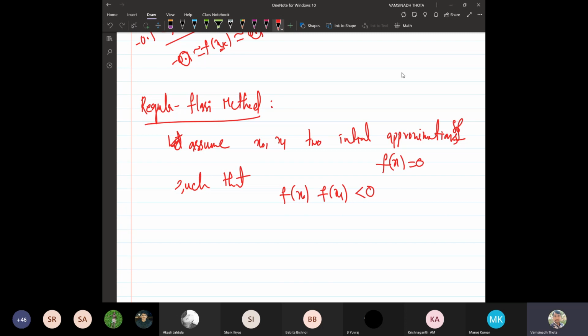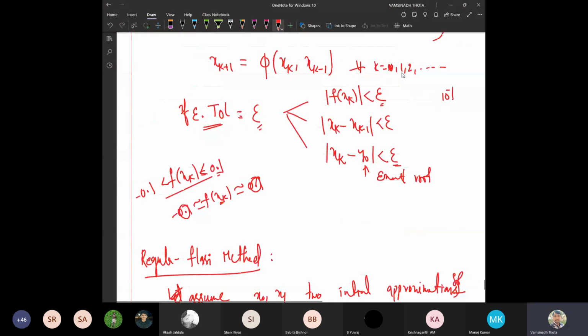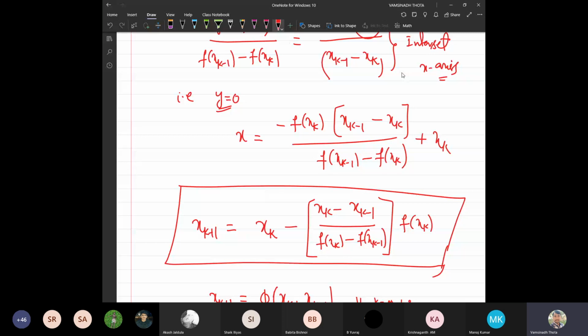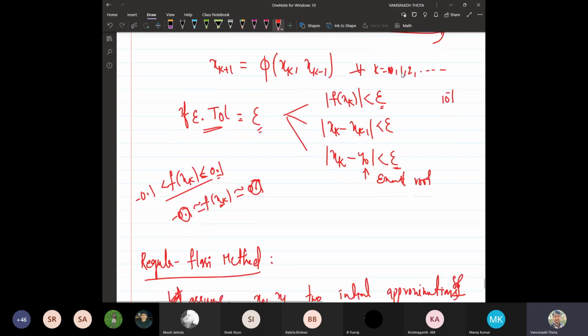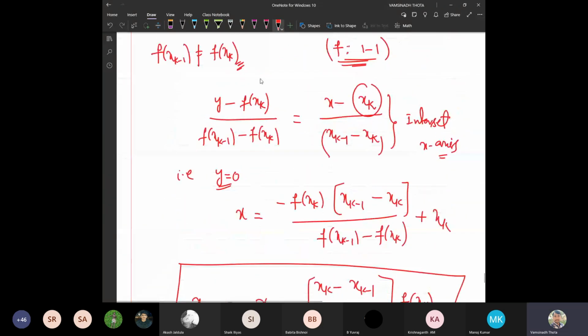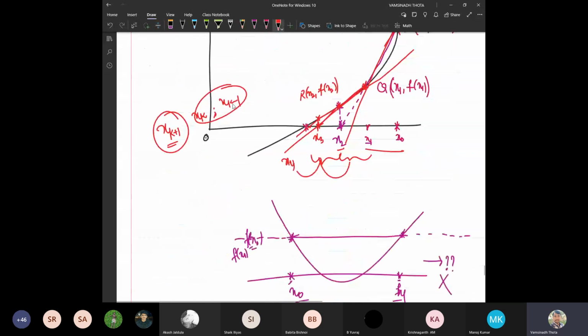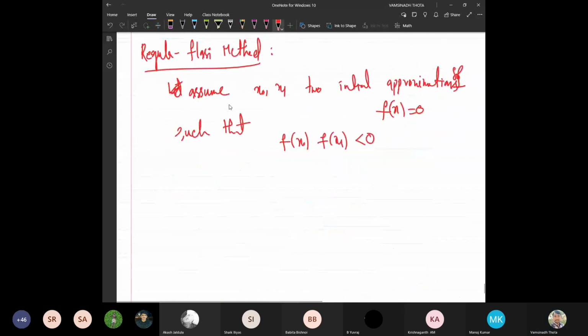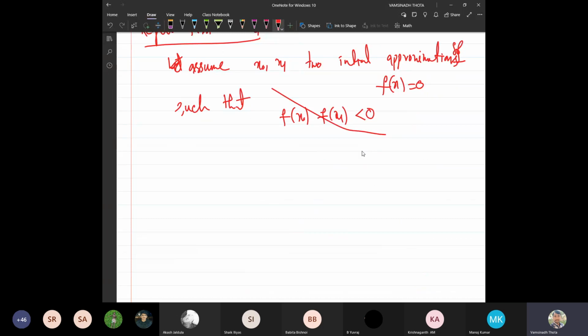In the previous secant method, we are not emphasizing this one. But in the Regula-Falsi method, we are including this one also. Why? In the secant method, we are not using the intermediate value theorem, because we are not bothering about the sign of the function values. So that is the reason the secant method may not converge sometimes. But in the Regula-Falsi method, we are emphasizing this: the function values should have opposite signs.